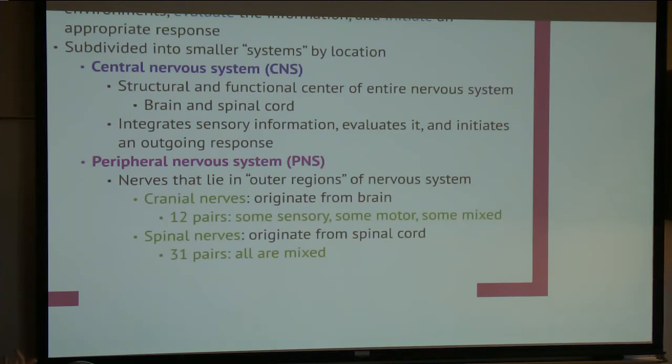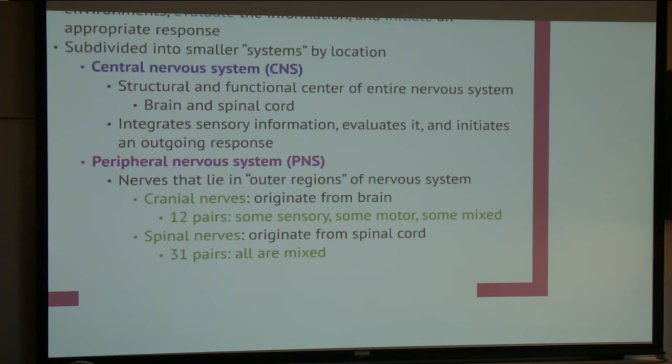Others are motor, and that means they carry information away from the brain. And then some of them are mixed, meaning they have fibers that carry information towards the brain, and they have fibers that carry information away from the brain. Okay, but bottom line, your cranial nerves are associated with the brain. You have 12 pairs, some sensory, some motor, and some of them are mixed, meaning they have fibers from both sensory and motor.